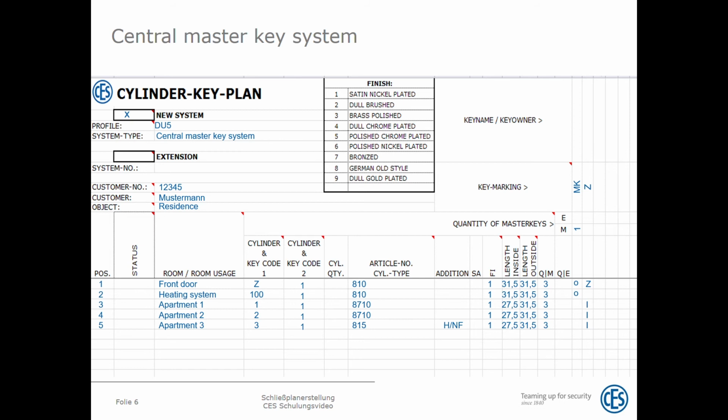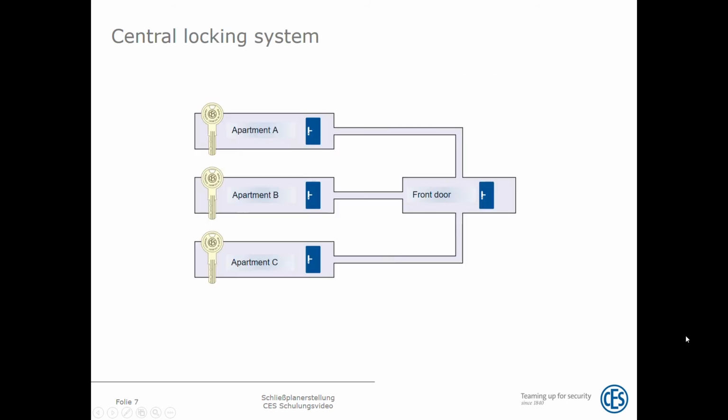The I indicates that the keys of the cylinder open the central cylinder. The Z always stands for the central locking function. Now we have finalized the locking plan for our central master key system. Here we see a simple central cylinder system. The corresponding locking plan looks like this.